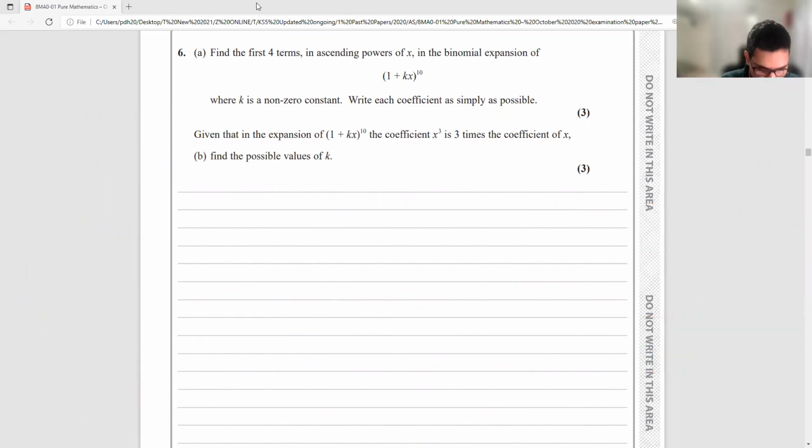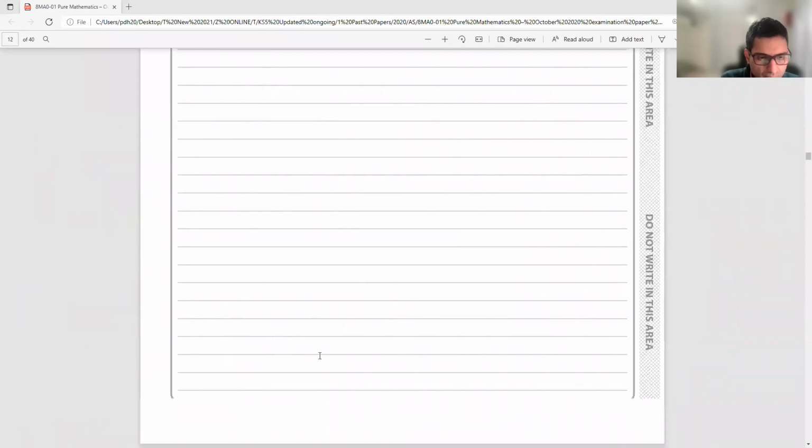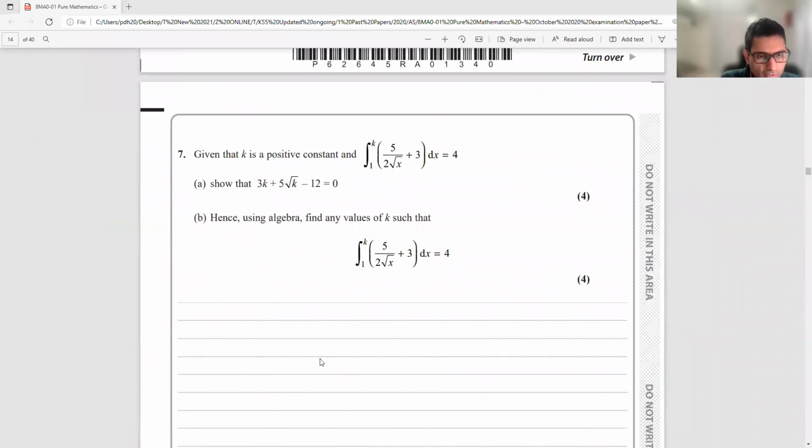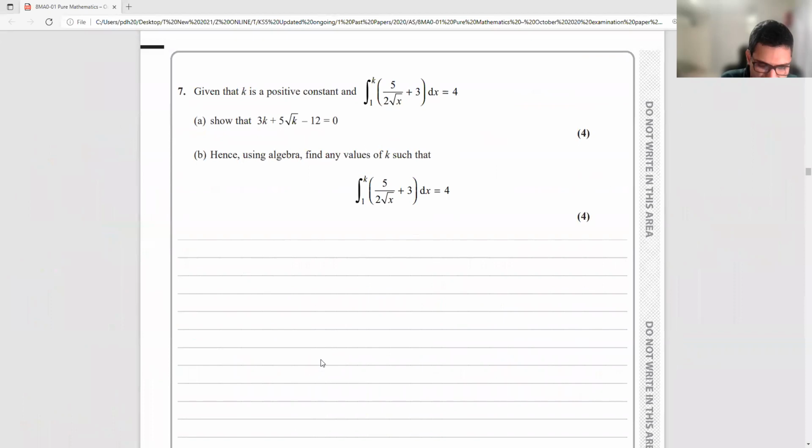Right, okay, let's move on to the last question. We can do maybe some part of it, we can't do all of it. So let's do this one, integration, guys. This is a very important question, how we can make a start.